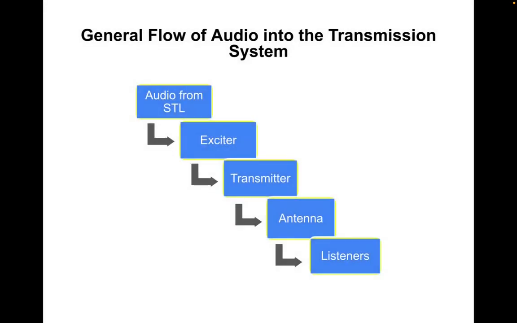This next illustration zooms in and shows the general flow of audio at the transmission site. The processed modulation signal from the STL enters the exciter, which modulates the carrier. Then the signal passes through the transmitter, which creates and amplifies electric current, is sent to the antenna via transmission line, and ultimately radiated out to the listeners.